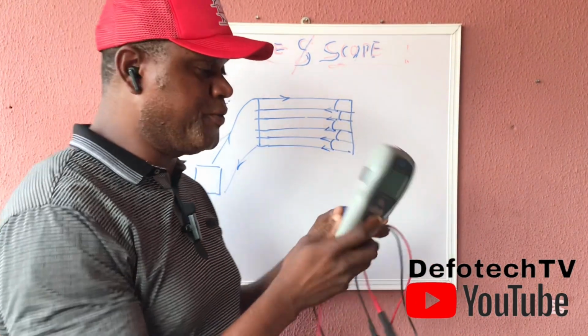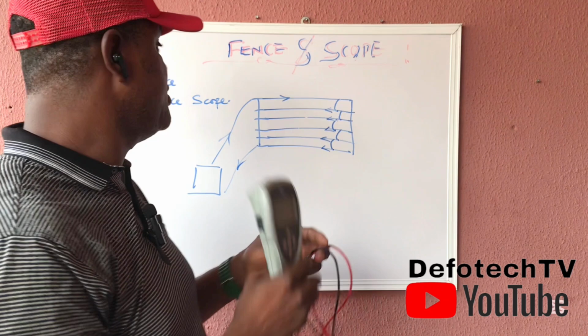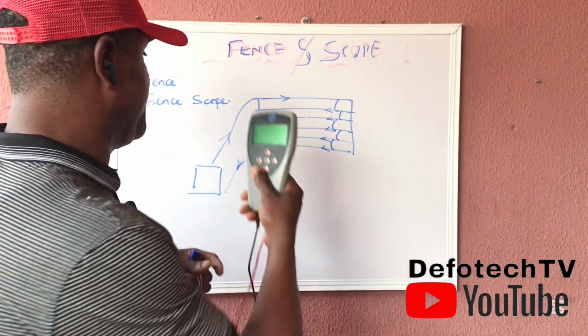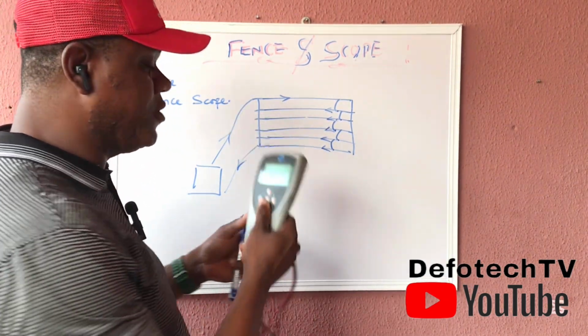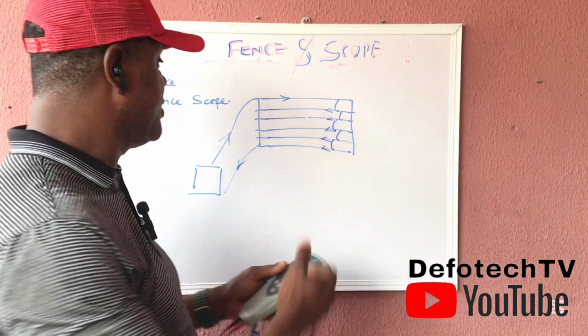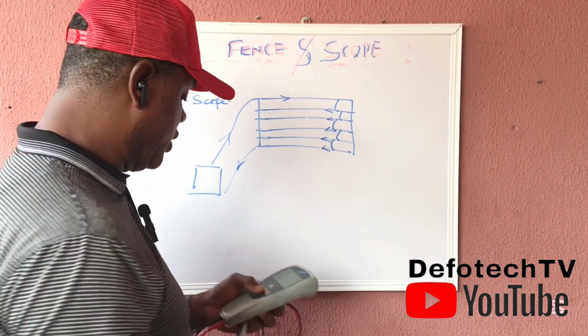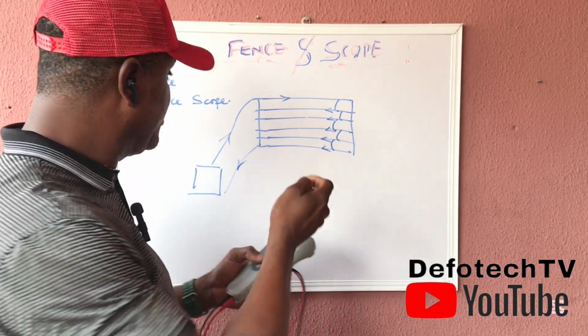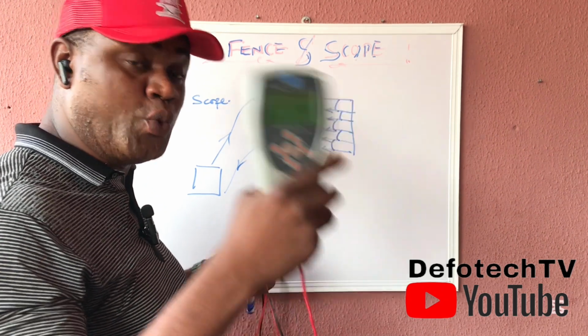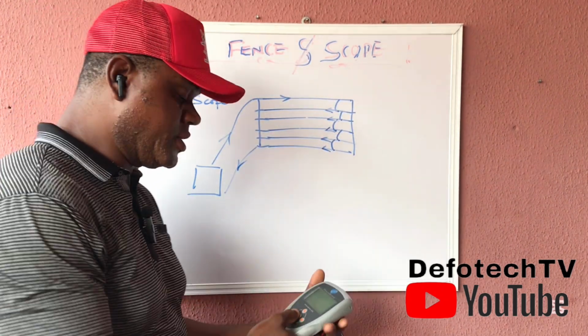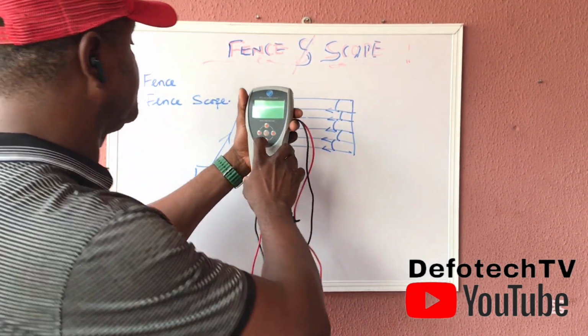What is this stuff used for? This guy is used to test your fence. You can use it to analyze your fence, check if there is a fault on the fence. You can use it to identify if the looping has been done well. Because now, let's take a look at this.